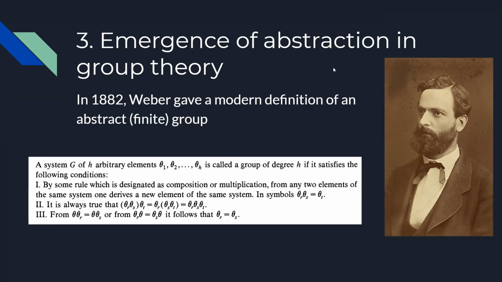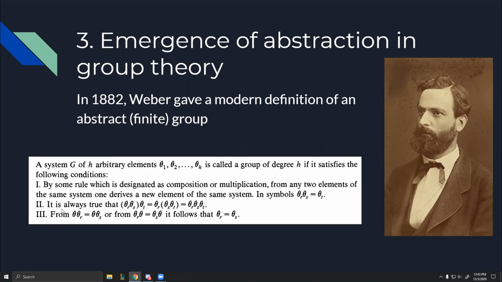Emergence of abstracts. In 1882, Weber gave a modern definition of an abstract finite group. And here in his definition, he talks about the closure property, but does it in a more symbolic way. And then the second one here is the associative property.